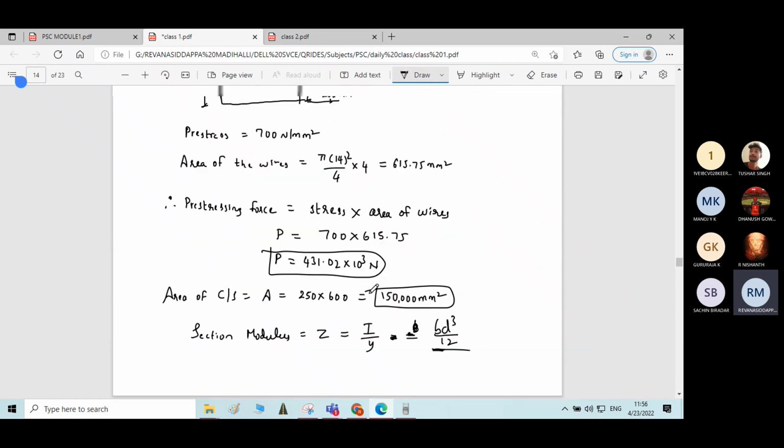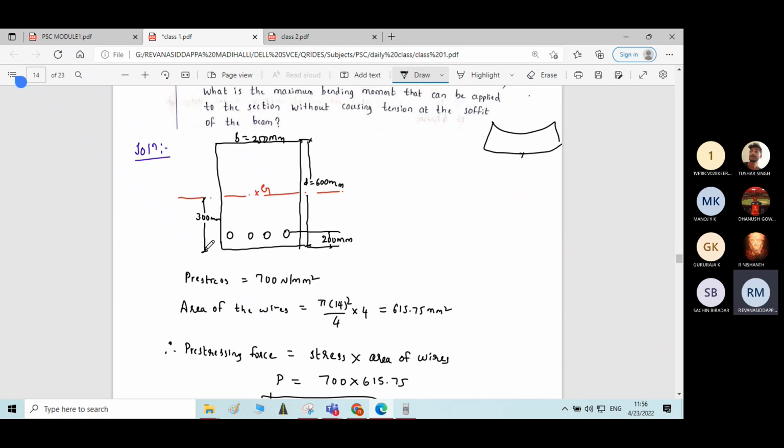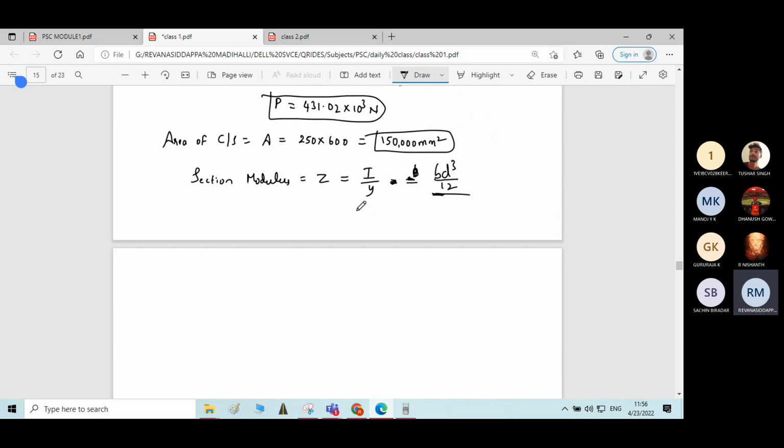Here the Y distance of the centroid will be 300 from the bottom or 300 from the top, so it is D by 2. If you simplify this, BD cube by 12 into 2 by D, we get Z is equal to BD square by 6. The width of the rectangle is 250 and the depth is 600, so 250 into 600 square divided by 6. The section modulus value is 15 into 10 power 6 mm cube.